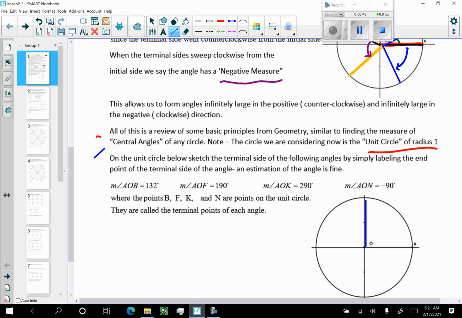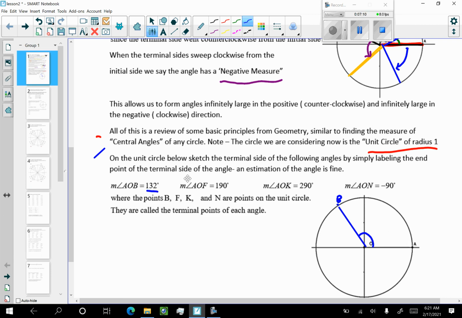Well, that's going to be 90. That's going to be 180. Well, it's going to be somewhere between 90 and 180. And so that would be 135, so about right there would be about 132, and we're going to label that point right there B. And this angle right here is 132.